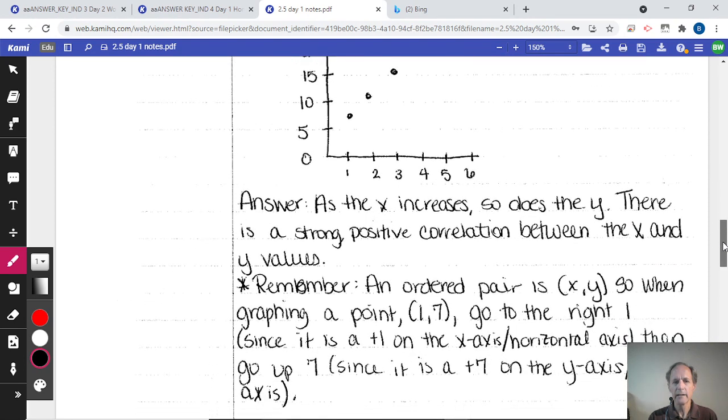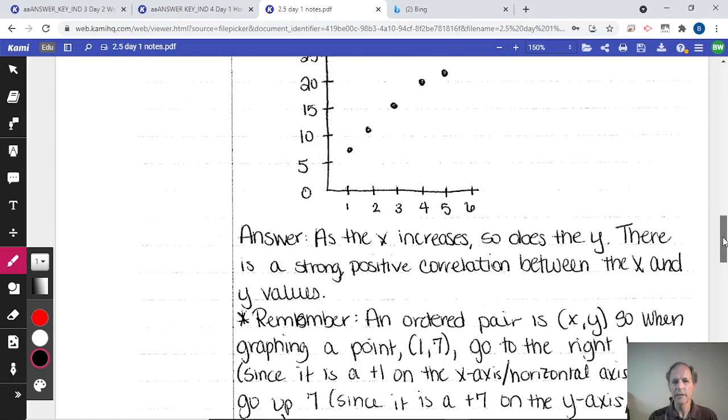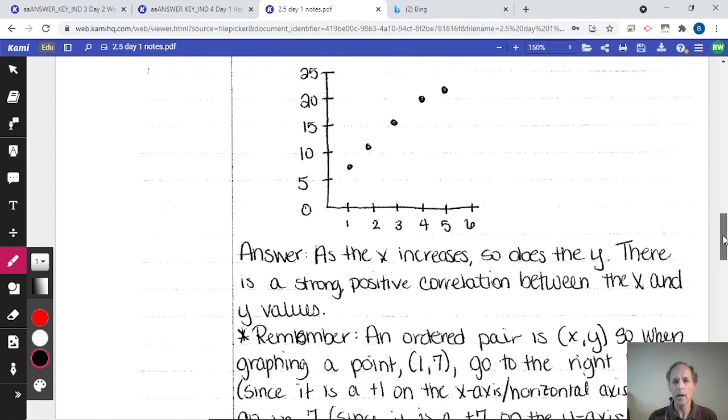Okay, as the x values increase, so does y. So that means it slopes positively, right? The slope is positive. And so we're told there's a strong positive correlation between the x and y values. It's strong because these are pretty close to on a line, right? So it's strong and the slope is positive, so it's positive.